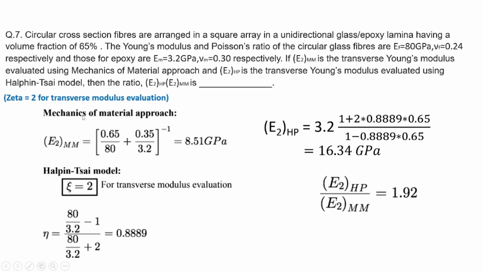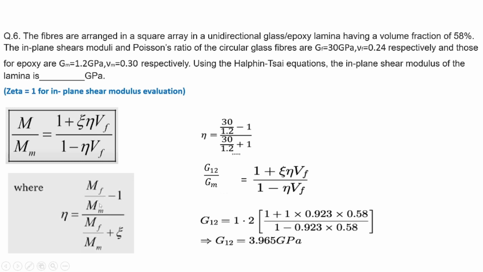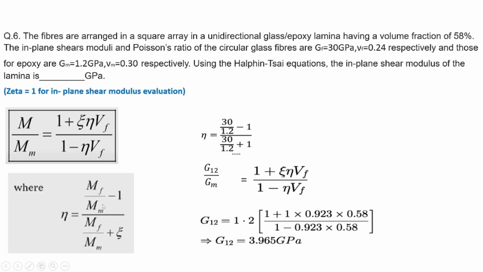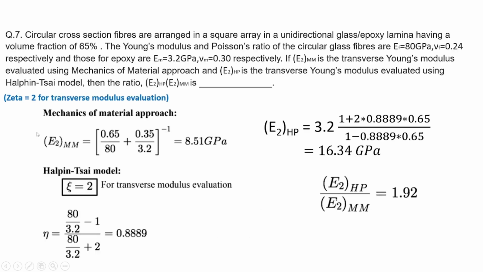Here, as I said, for transverse modulus evaluation, we have to take the value of zeta equal to 2, and as shown in the previous question, the equations which we have to follow, we can find the value of eta from the given data, and putting the value of eta and zeta and volume fraction in this, we can get the value of the transverse Young's modulus for the Halpin-Tsai model, and then we have to take the ratio of these two, and then we will get the final answer.